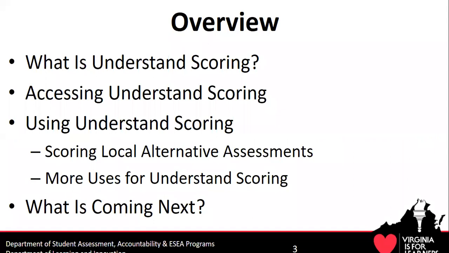Just want to spend a few minutes going over our agenda. I know a lot of you probably saw when you first logged in that we're talking about 5th grade local alternative assessments for 5th grade writing. Understand Scoring is a platform that is used for 5th grade writing, 8th grade writing, end of course writing, and local performance assessments for high school verified credit.